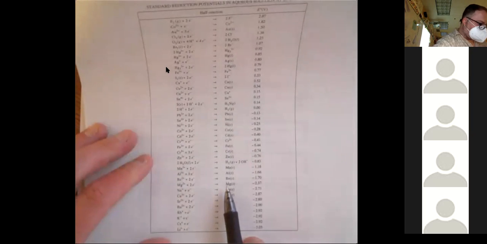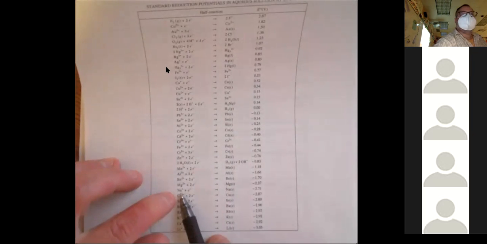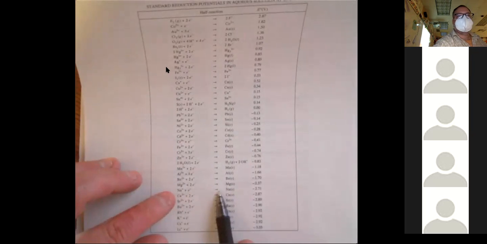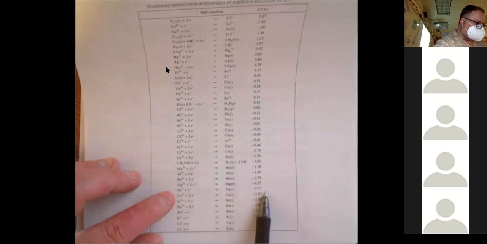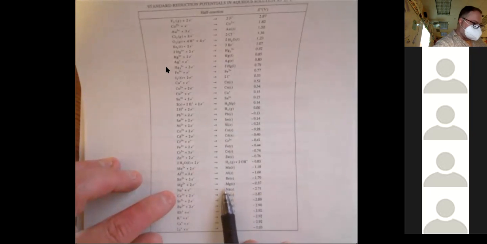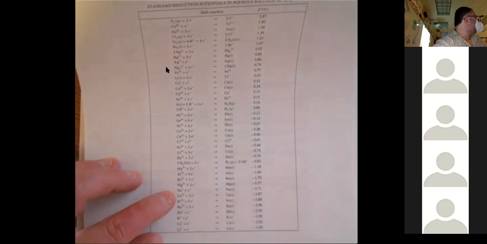So if we're looking at this, here is one of the reactions. Na plus e yields Na, negative 2.71. And what's the difference about this? What can you tell me about it? It's just 1, not 2. That's good. What else? Yeah, so it's actually forming a solid. Yep. So what does that mean? How is this different than what we have?